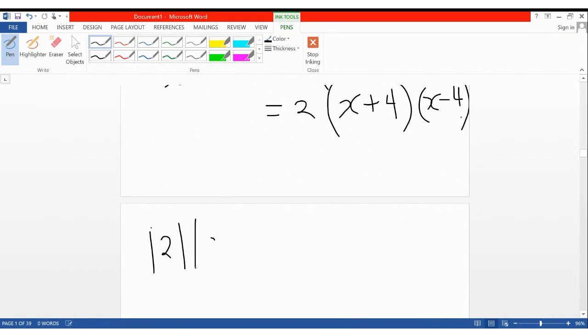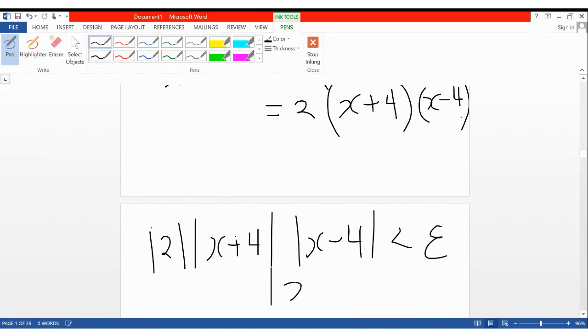x minus 4 is less than delta whenever x minus 4 is less than what? Delta. So which function do you want to remain with? I'll ask that question again. Which function do we want to remain with? Brian, which function do we want to remain with here? Which one do we want to eliminate? Okay, that's correct. We want to remain with x minus 4.